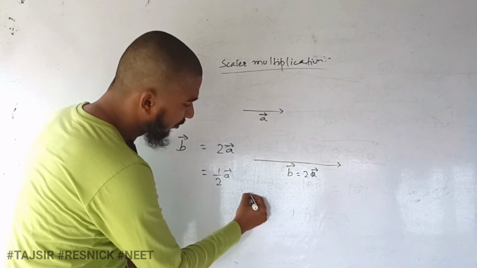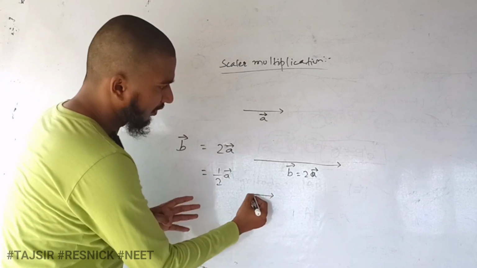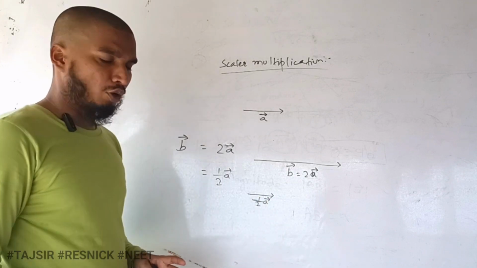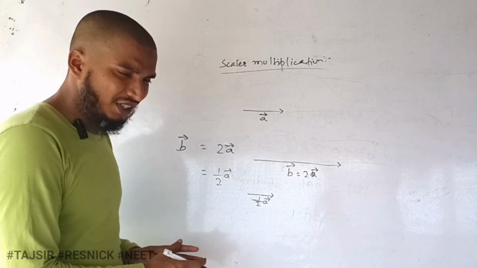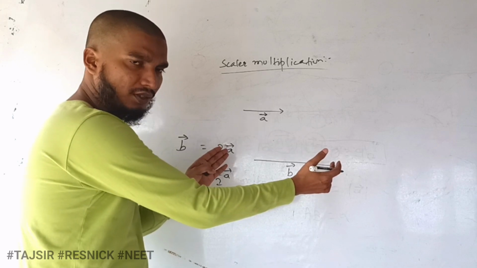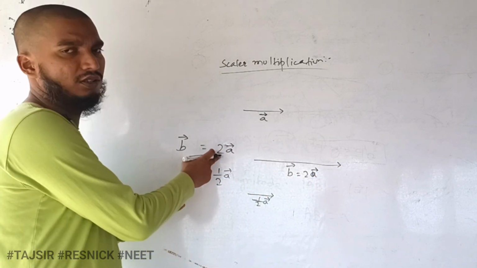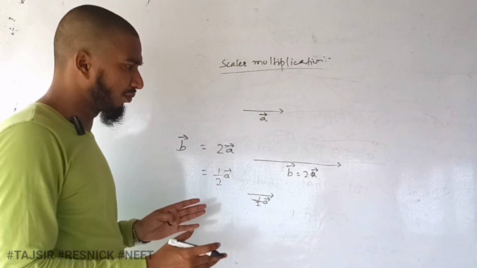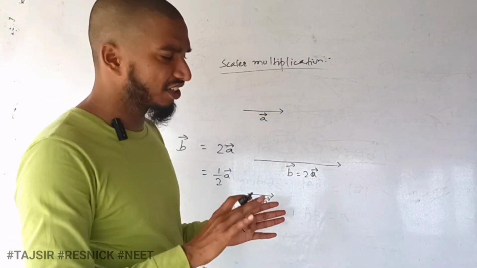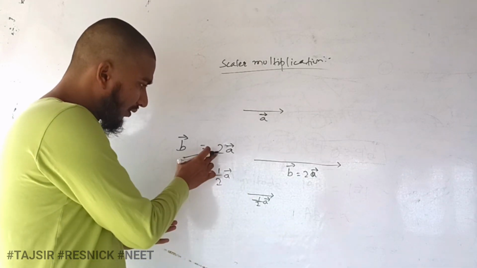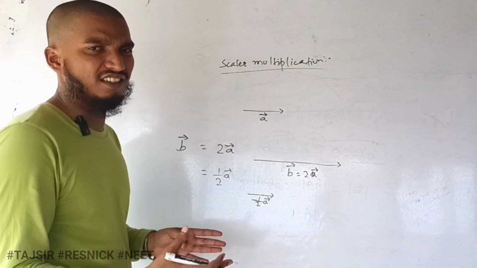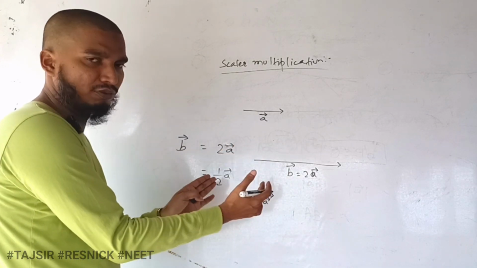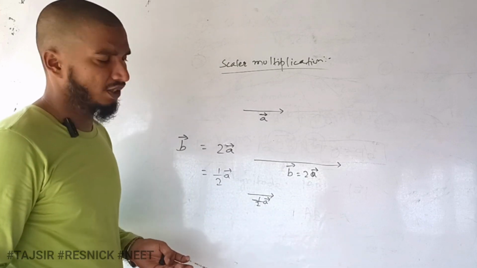That is, our new vector will be half A. So multiplication means stretching the vector. If the scalar is larger than 1, say 2, 3, 4, 5, it becomes that many times in magnitude, in length, but maintains its same direction. Direction is not changing. And if this scalar is smaller than 1, then the vector gets shrunk, half, 1/4, 1/8, anything.